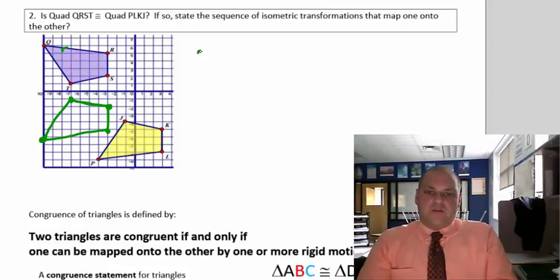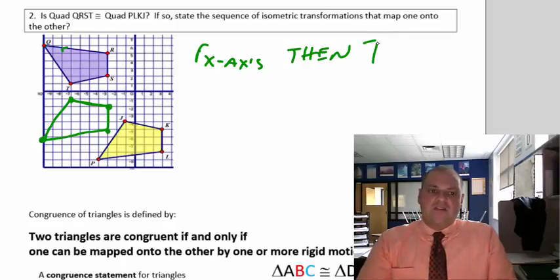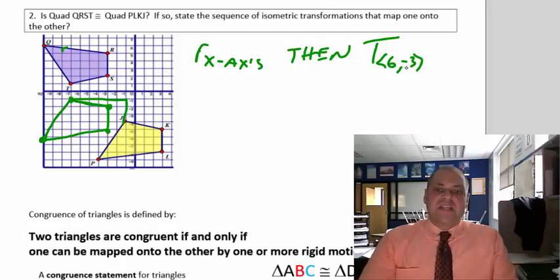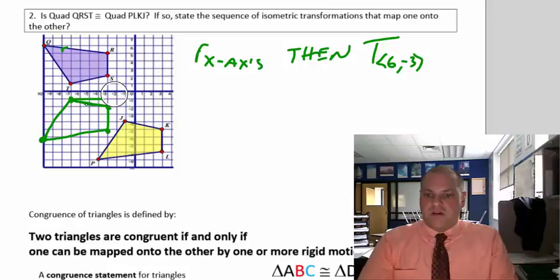So first we did a reflection over the x-axis. Then a translation. So this one goes right 1, 2, 3, 4, 5, 6. We have to go right 6 and down 3. 1, 2, 3. So 6, negative 3. Okay, translation 6, negative 3. That's the vector. Okay, the vector goes 6, negative 3.